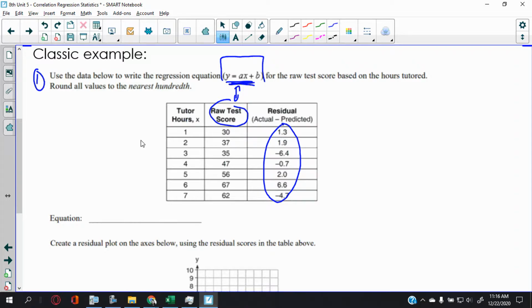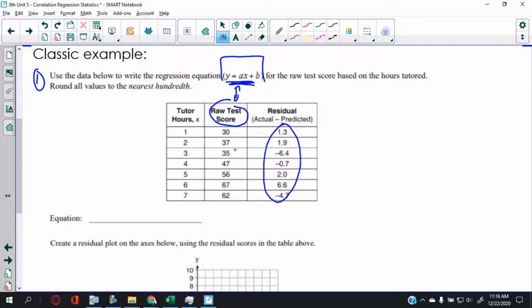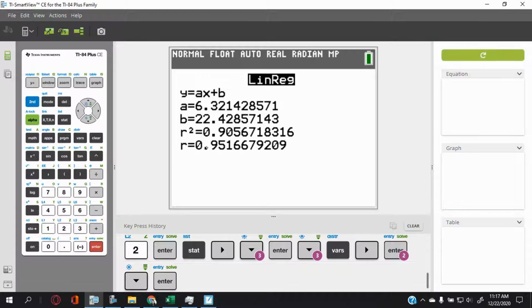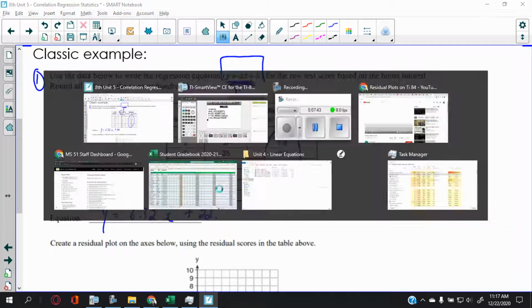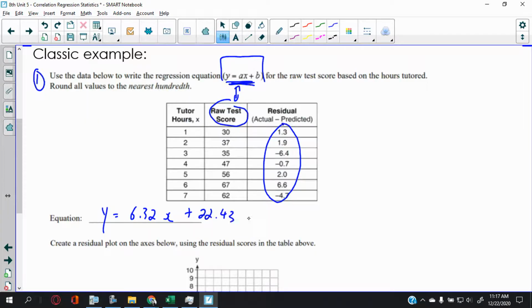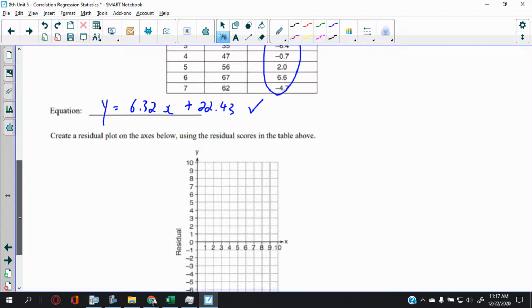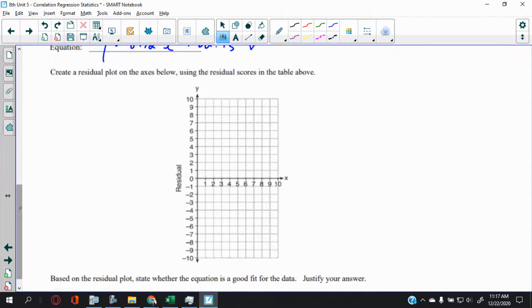Did they say round to the nearest hundredths? Okay, so 6.32x plus 22.10. There's our equation. Okay, what else do they want? They want us to create a residual plot, so we can actually plot it by hand.